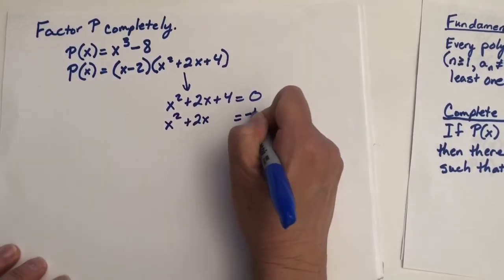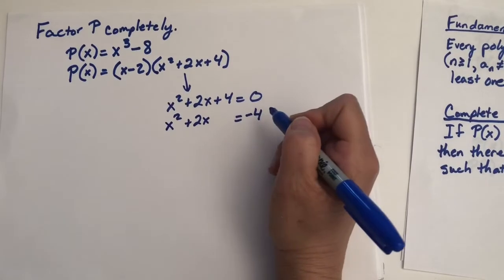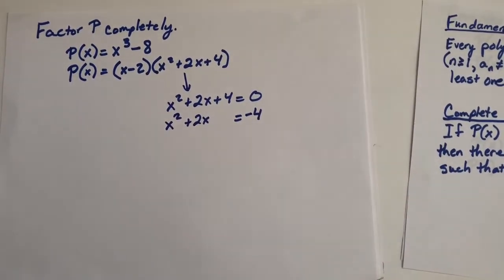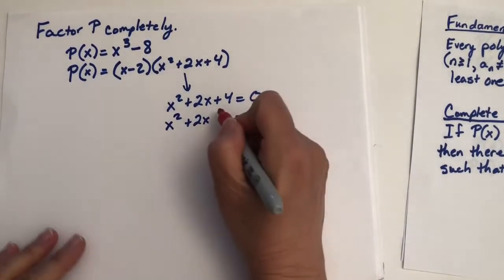So we'll subtract 4, take half of 2, and you get 1. 1 squared is equal to 1. So let's add 1 to both sides.